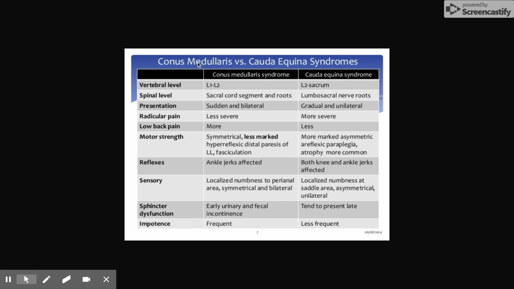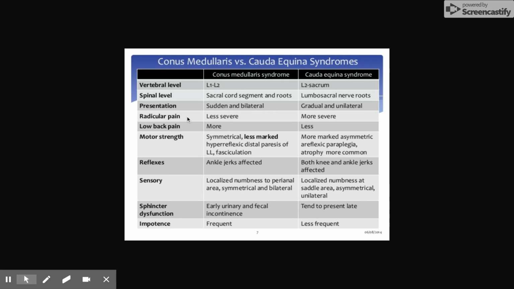Conus medullaris is actually the end of the spinal cord. Cauda equina is where the small nerve roots just continue from the spinal cord. The whole spinal cord doesn't continue all the way down. So that is very, very important. And it innervates the area below L2 and the sacrum. That is the level to differentiate between them. As you can see, in terms of what level of the spine they are, the conus medullaris covers the sacral cord segments, however, the cauda equina covers the lumbosacral nerve roots.